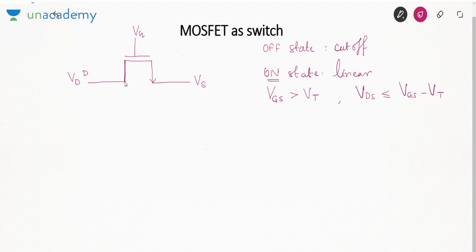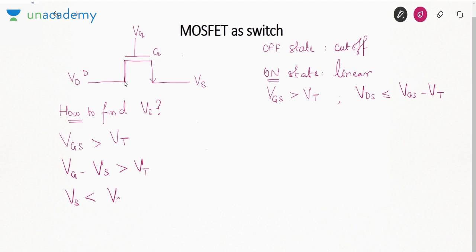Now suppose I have connected two sources, one at the drain, other at the gate. And I want to know the source voltage. What I want to know is how to find Vs. Okay. Now we know that VGS is greater than VT. So VG minus Vs is greater than VT. Or you can say Vs is less than equal to Vg minus Vt. So we have obtained a maximum limit on the value of Vs.